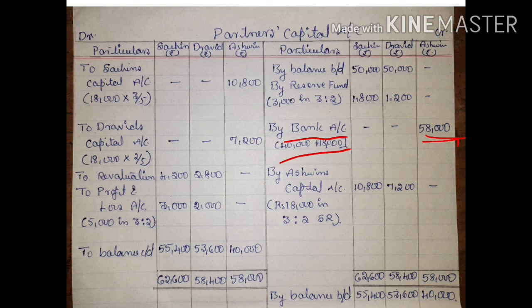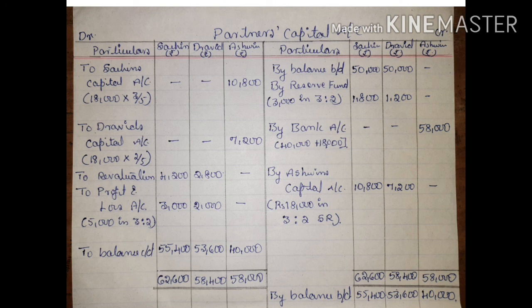And next, distribution of goodwill. In the last problem, I explained this distribution of goodwill using a journal entry. Remember that journal entry: new partner's capital account debit to old partner's capital account. That is the journal entry for distribution of goodwill. Once again, I'll repeat that journal entry. Make note of that. New partner's capital account debits to old partner's capital account.